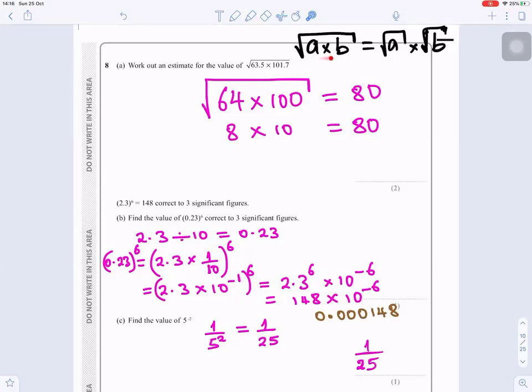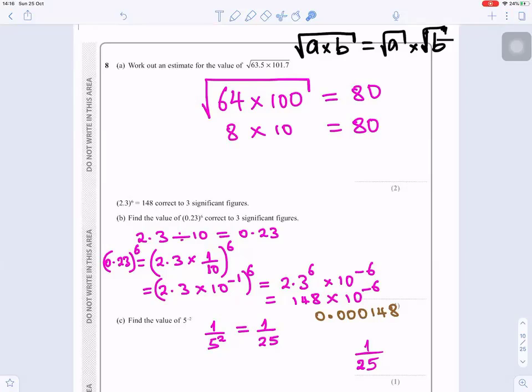And using this formula on the top right, the square root of A times B is equal to the square root of A times the square root of B. So you find the square root of 64 is 8 times the square root of 100 is 10. So 10 times 8 gives you 80.